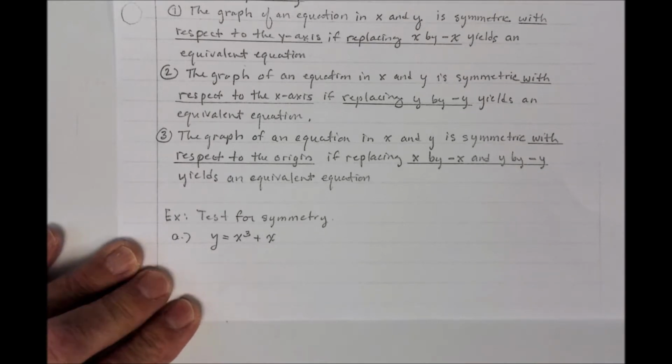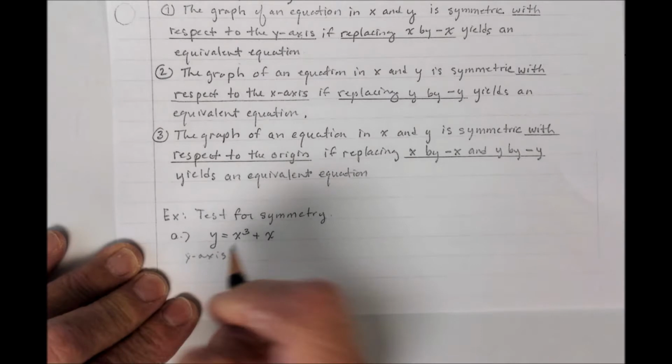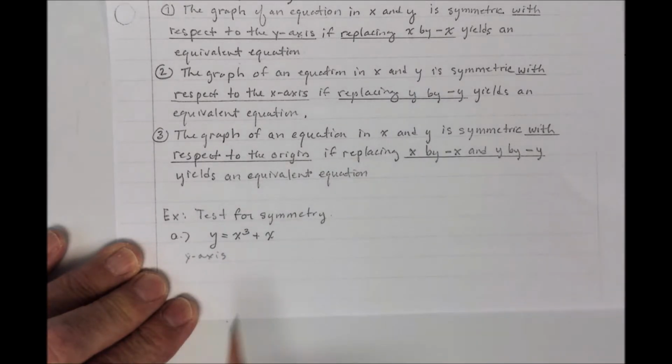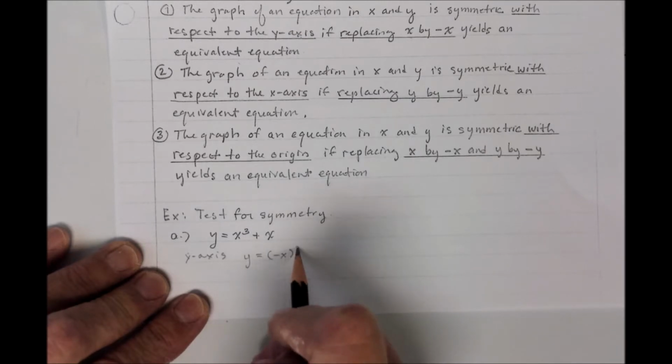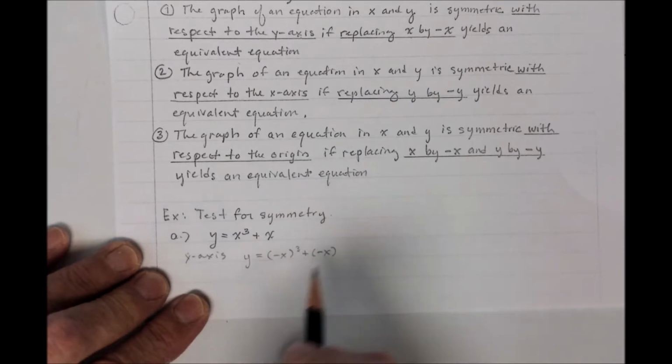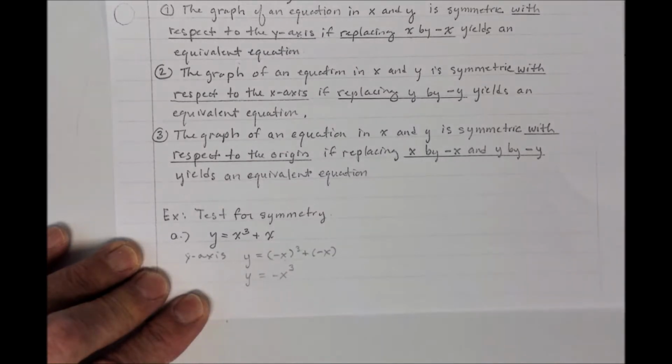Now, if I'm going to check first with respect to the y-axis, I'm going to replace x by the opposite of x and see if I get back to the original. So that would be y equals the opposite of x to the third plus the opposite of x. Well, the opposite of x to the third is the opposite of x to the third minus x. And if I factor out a -1, you see, I don't quite get back to the original. I have this extra factor of -1. It's close, but no cigars.